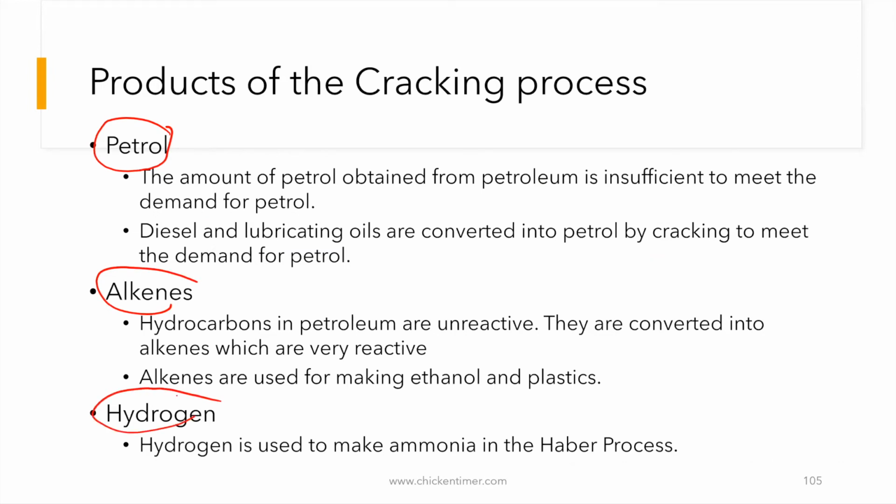The product petrol is used to meet the demand for fuel. A lot of people drive cars and use other vehicles. They all need petrol. Then alkenes are used to make plastics and ethanol, that is alcohol. Then hydrogen is used to make ammonia, but of course hydrogen can also be used as a fuel if safety is not a big concern. All right, that's the cracking process.